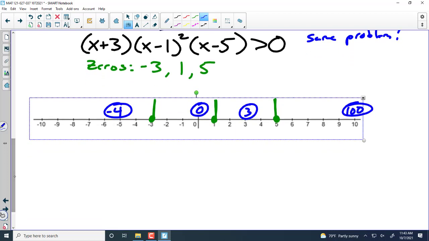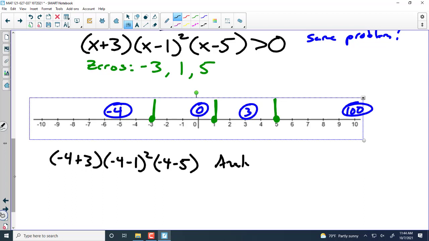Then what you do, everyone, is you take these numbers and you plug them into your equation, like this. And you analyze if the result is positive or negative.